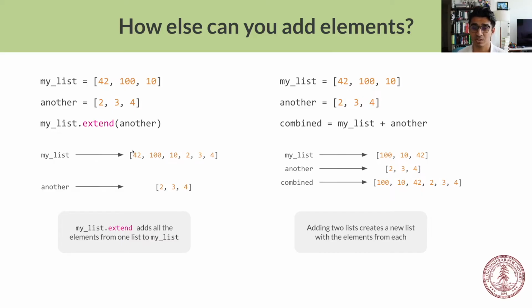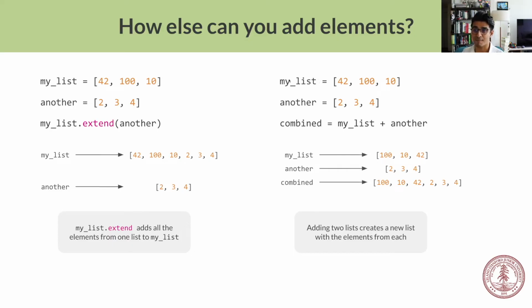So what you'll notice is that once this code is executed, another is still going to be equal to 2, 3, 4, but my list is going to be its original value, 42, 110, as well as 2, 3, 4, which are the next ones over here. We've taken all the elements of another and we've appended them to my list over here. So the important detail over here is that this line of code modifies my list. So my list will have more elements afterwards than before. In this case over here, you'll notice it's not quite the same situation.